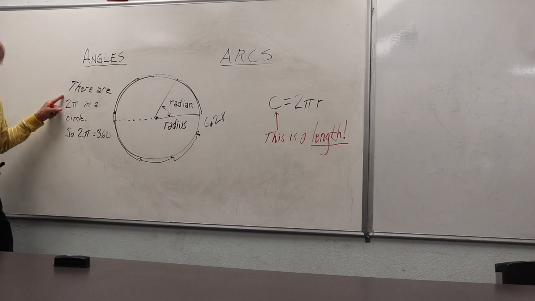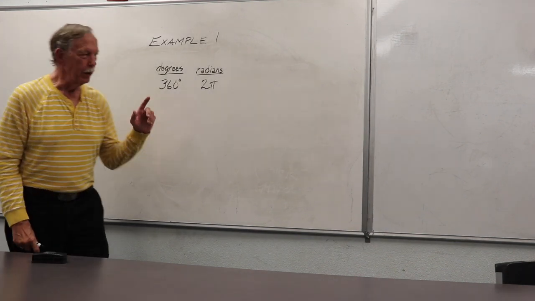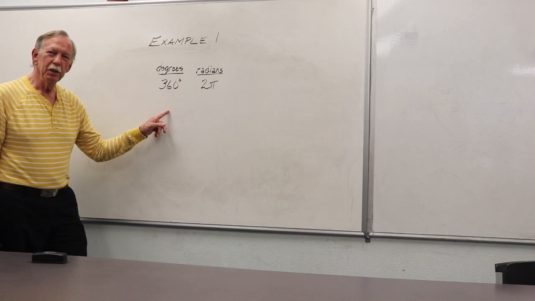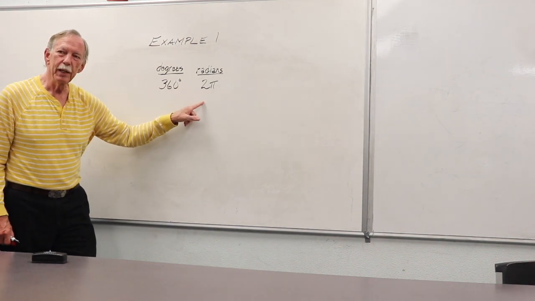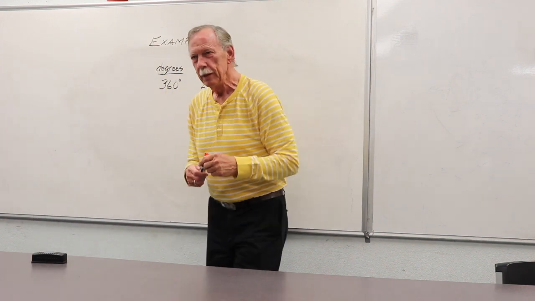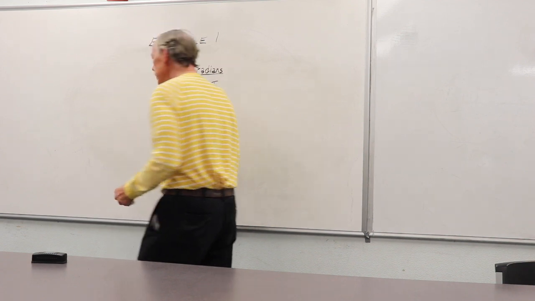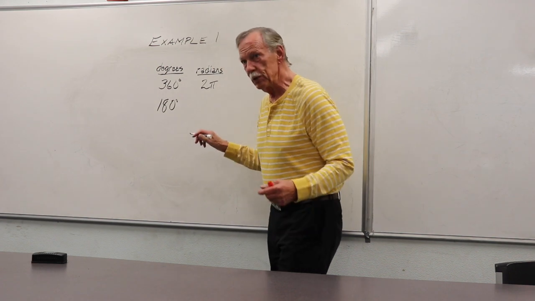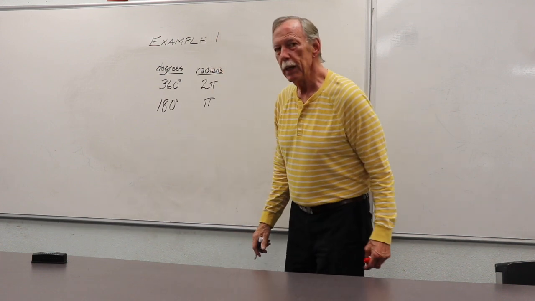It's going to help our cause to switch back and forth quickly and easily between radians and degrees. It's really easy. In example 1, we're going to tell you that 360 degrees, all the way around the circle, is the same as 2 pi radians. Now, we need for you to use a little common sense. Half the circle, the way you're used to seeing it, is 180 degrees. But half the circle in radians is pi. Pi radians.